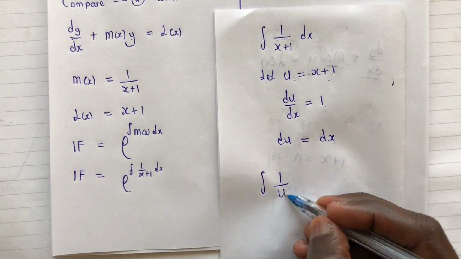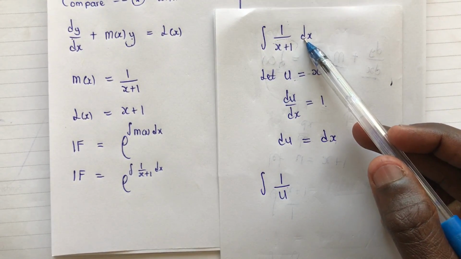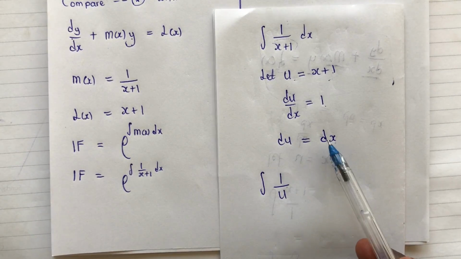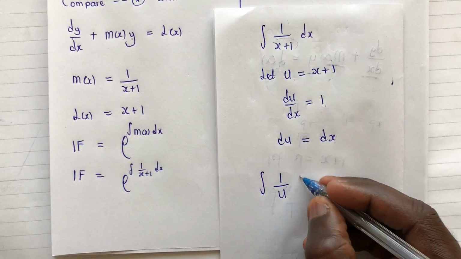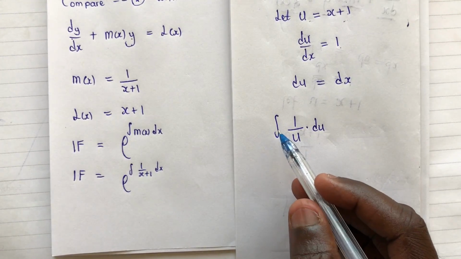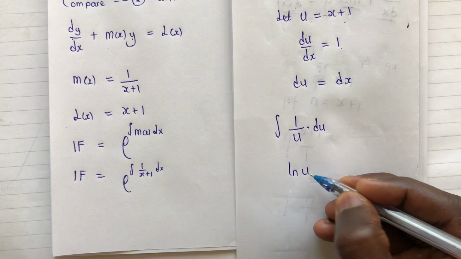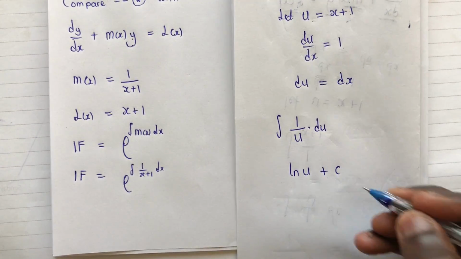So I'll bring it here. And then I have my dx. dx is the same as what? du. So dx is equal to du. So I can put it here. So this is it. So now when I integrate 1 over u, the result is ln u plus c.